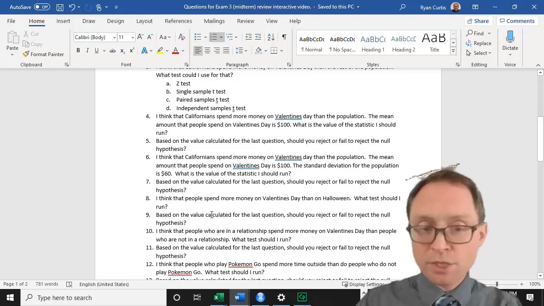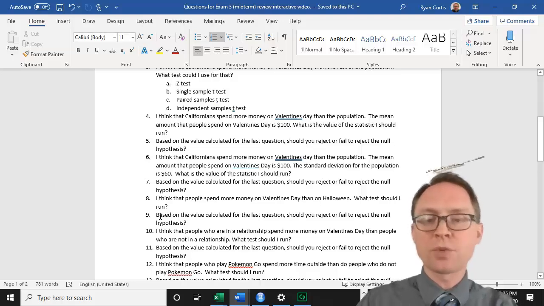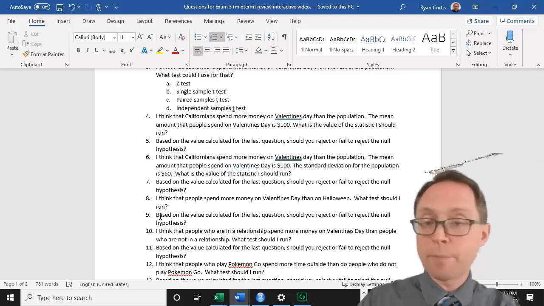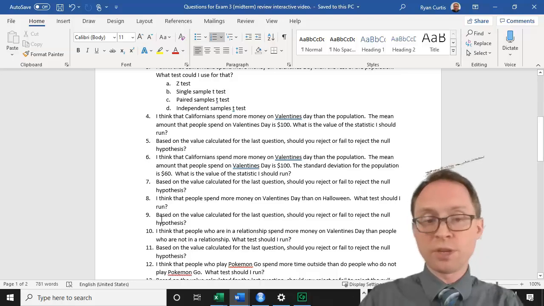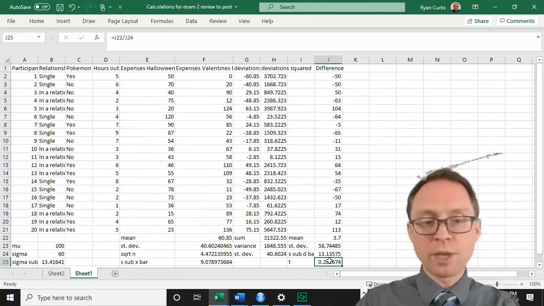All right, next question. Number 9. Based on the value calculated for the last question, should you reject or fail to reject the null hypothesis? And the answer is, let's take a look. There's 3 different ways we can look at it. Here's the first. Let's go back to the original that we got.